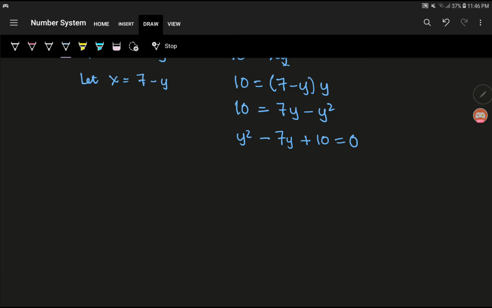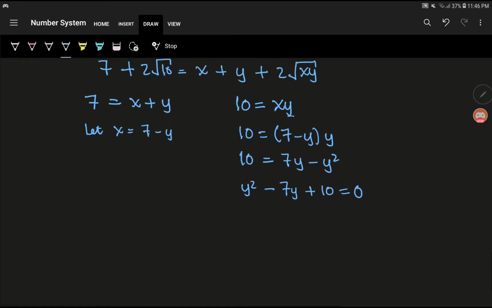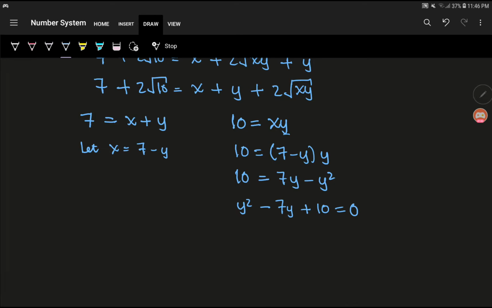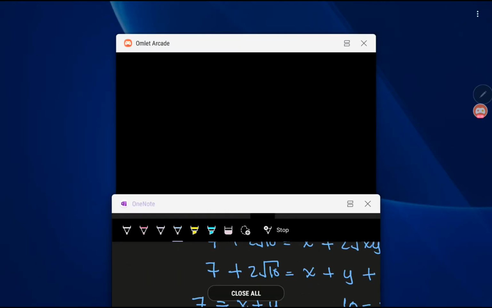Okay, that's the problem with 7y here. You can use the calculator, but now I feel lazy to bring out the calculator. Or should I bring out the calculator? Yeah, I think I should bring out the calculator.